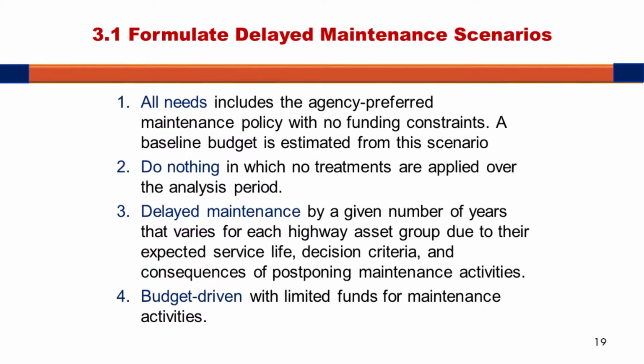And number 4 is budget driven, very typical. I only have this money, what do I do? And then you have the do nothing, kind of a base scenario, that's number 2. So no maintenance at all, no treatments at all. And number 3 is delay maintenance by a certain number of years. So what typically is that delay maintenance? I'm going to delay 1 year, I'm going to delay 2 years or 3 years, and then nothing's going to happen at the end, or it will be minor. So that's kind of what we are looking at here.